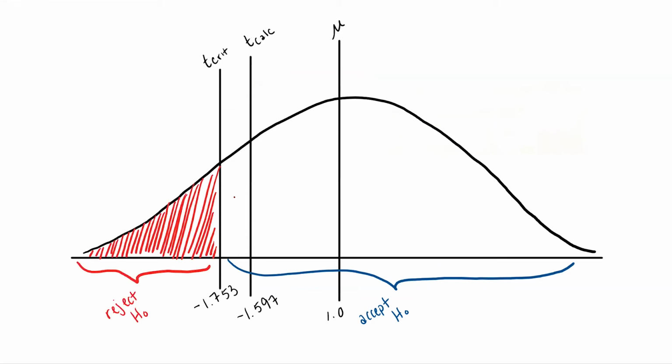Here that is drawn out. So our mean is 1 molar. We then have our t-calc value and our t-critical value. If our t-calc had fallen in this rejection region, we would have rejected the null hypothesis, but it is less extreme, so it falls in this acceptance region.